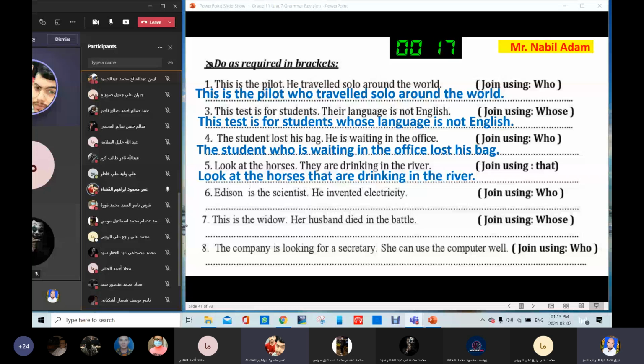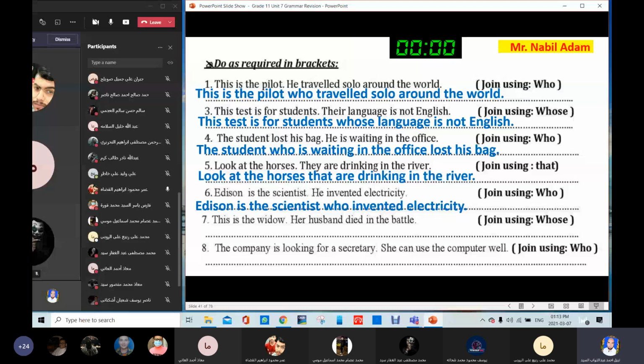Edison is a scientist. He invented electricity. Edison is the scientist who invented electricity. I delete he and then I put who. Edison is the scientist who invented the electricity. So I give you necessary information here. I'm defining Edison. Who is Edison? Edison is the scientist who invented electricity.